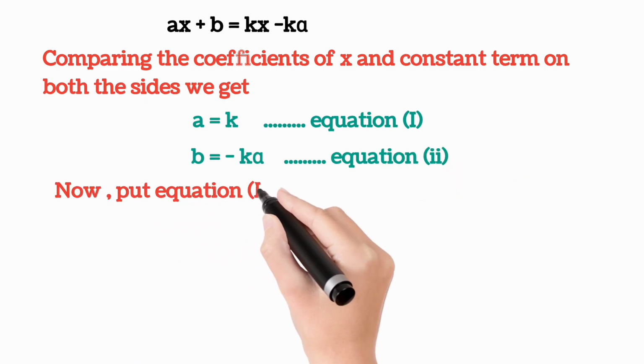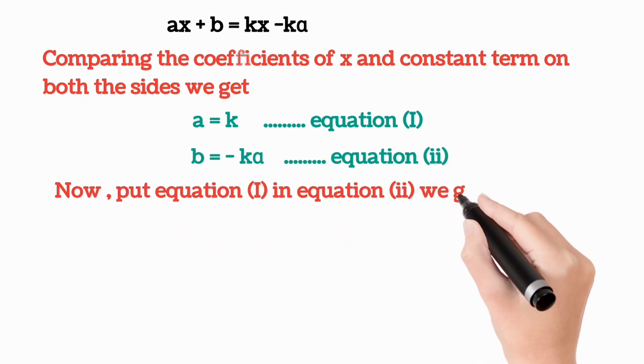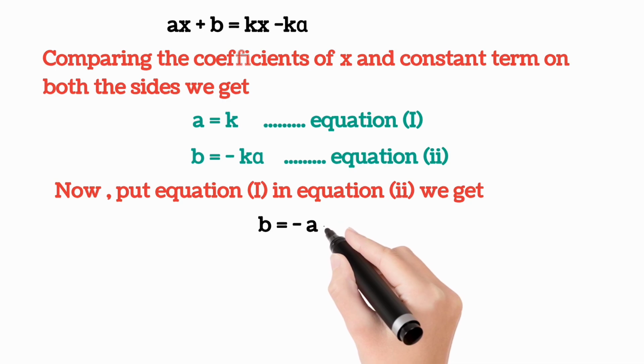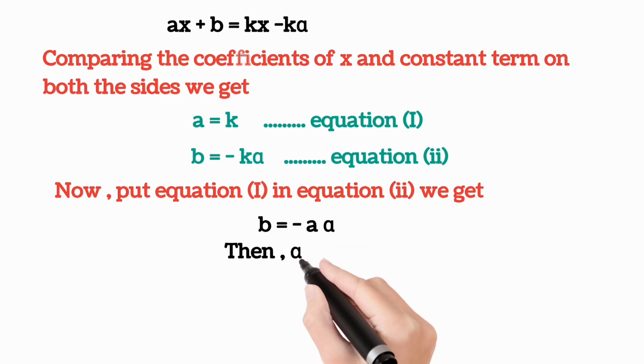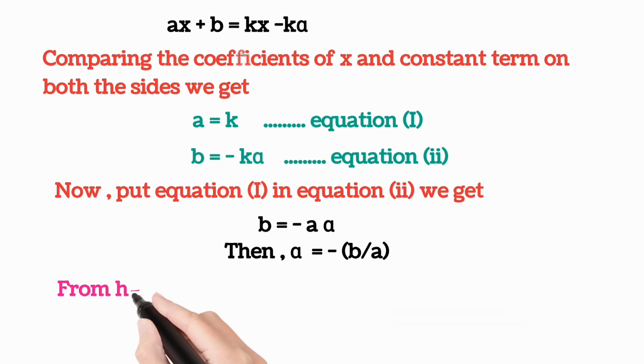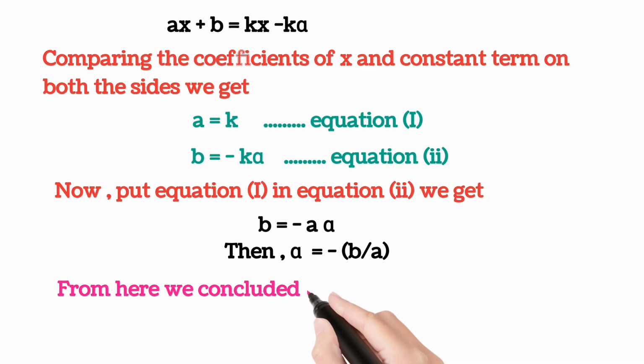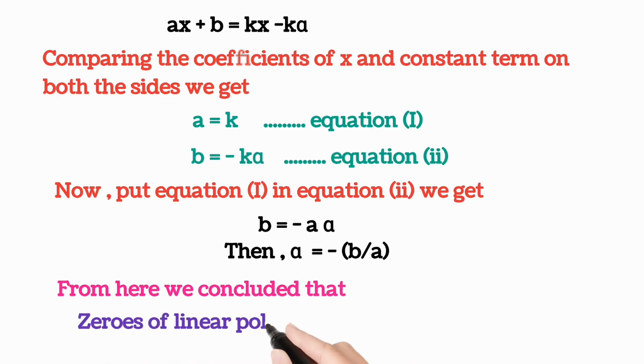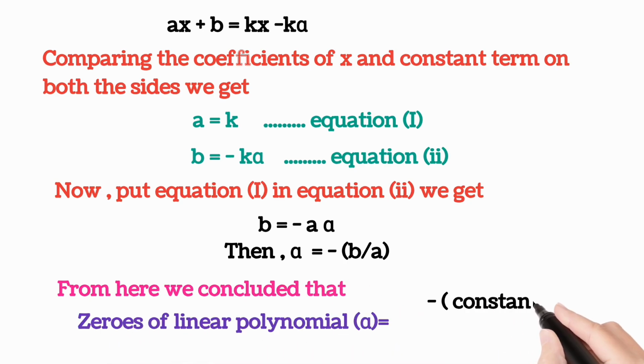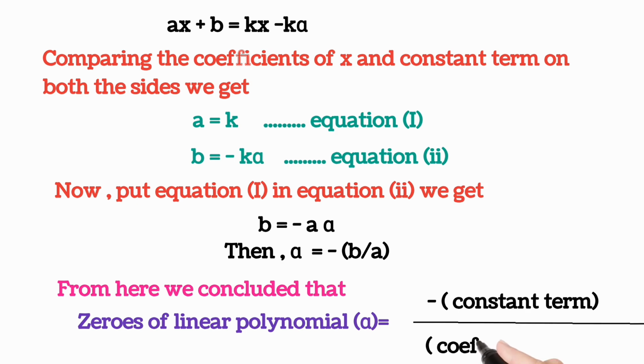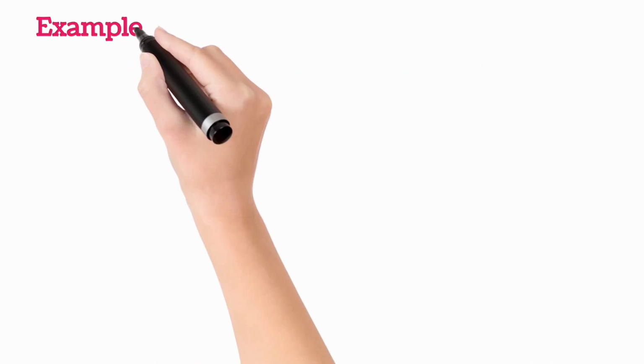Now put equation 1 in equation 2, we get b equal to minus a alpha, then alpha equal to minus b by a. From here we conclude that the zero of a linear polynomial, alpha, equals minus the constant term divided by the coefficient of x. Now look at some examples.